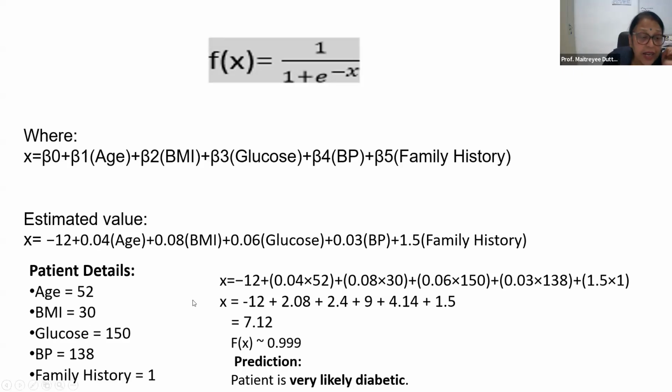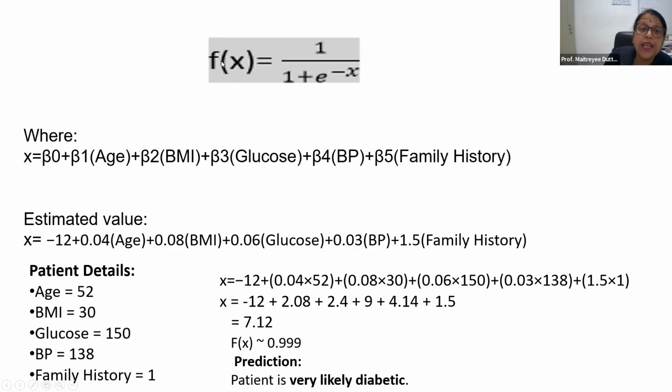So you are taking the details that the age is 52, BMI is 30, glucose is 150, BP is 138, family history is 1. So how to calculate? First of all, you will calculate x. So what is x? X equals minus 12 plus 0.04 into 52, 0.08 into 30, 0.06 into 150, 0.03 into 138, 1.5 into 1. And you have calculated that x equals 7.12.